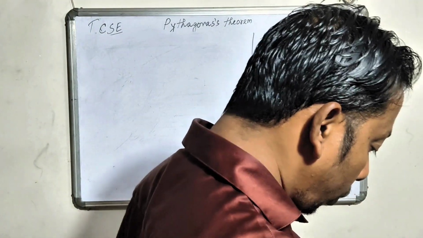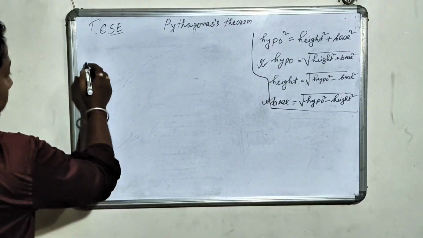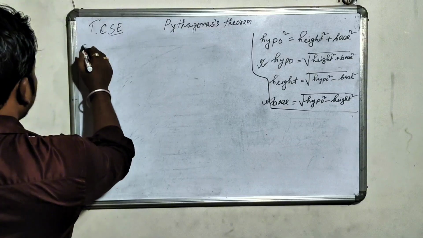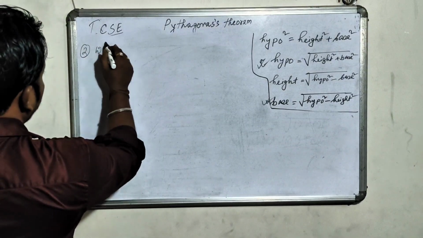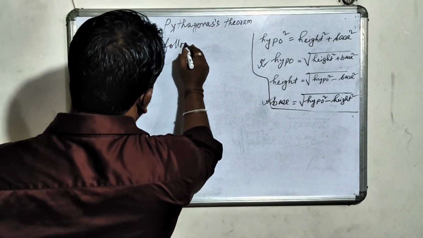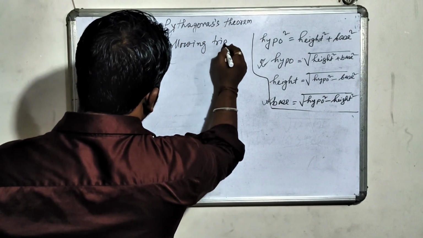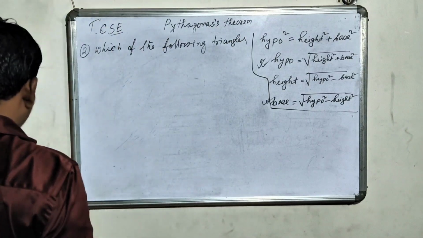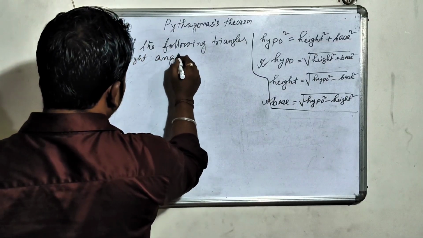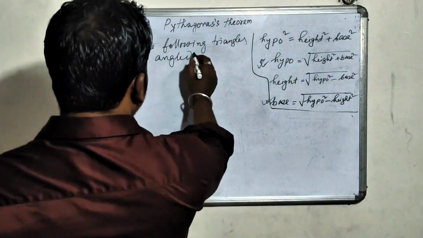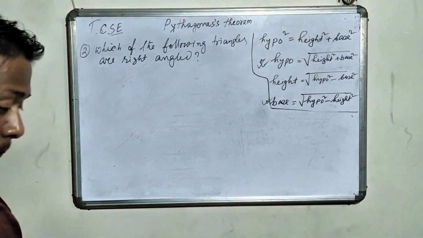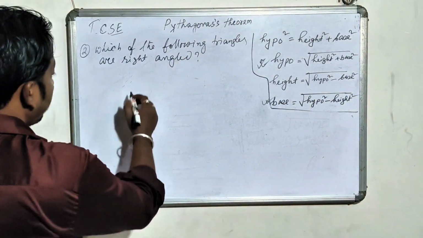Okay, question number 2. Which of the following triangles are right angled? The question is given. The same question is for the next 6 maths. Question number 2: Which of the following triangles are right angled? The next 6 questions are the same as this question. First question is given.